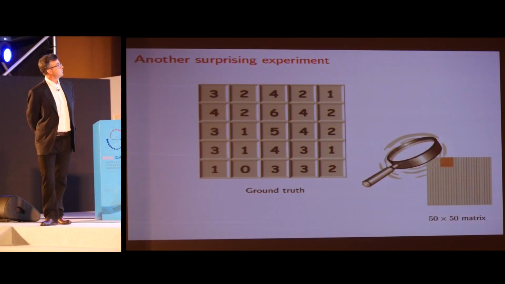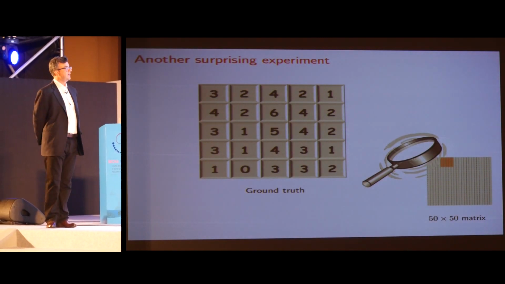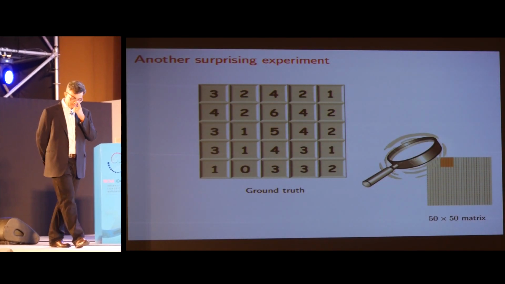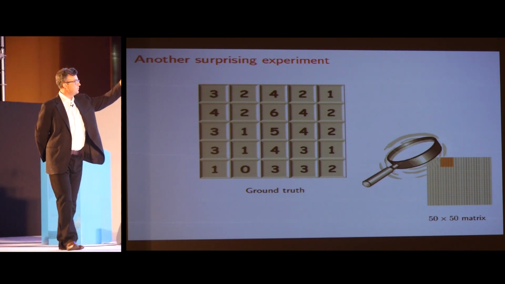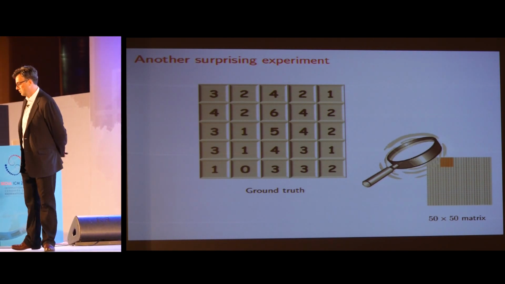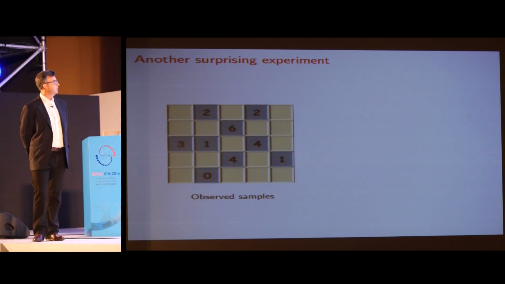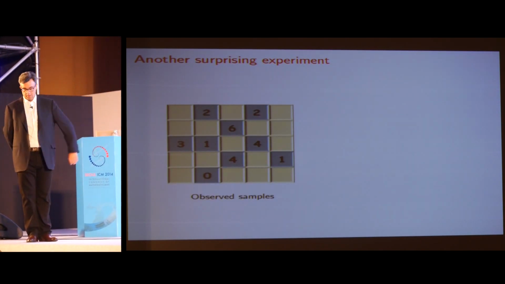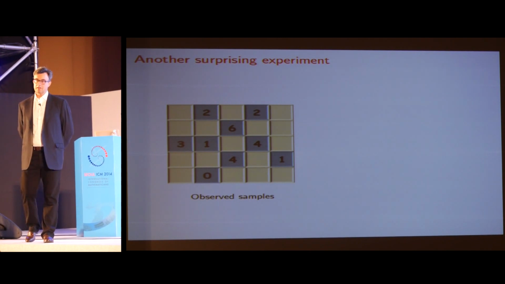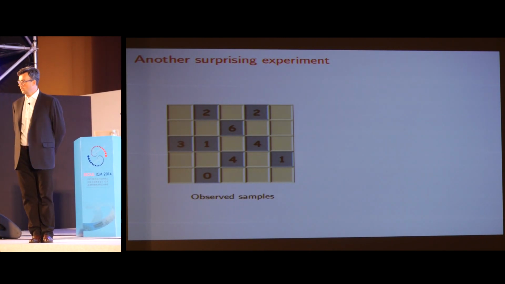Now, here's a surprising experiment, the second one. I've got a data matrix, which is 50 by 50. What you see on the screen is a 5 by 5 sub-matrix. We're going to mimic this process of revealing entries, and those are the entries in the blue cells. They are being revealed, and I'm going to predict all the missing ratings.